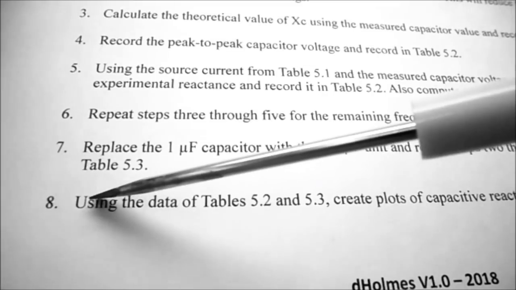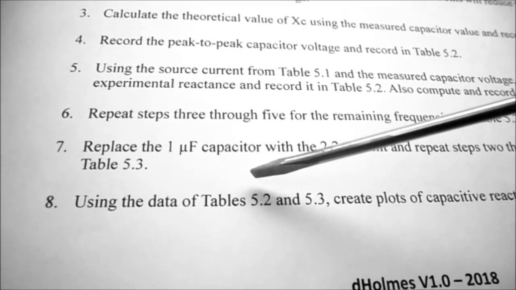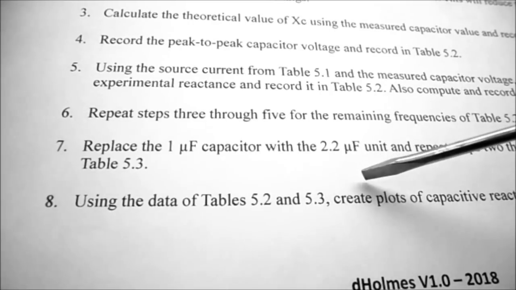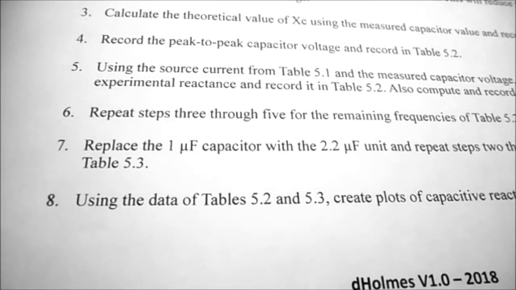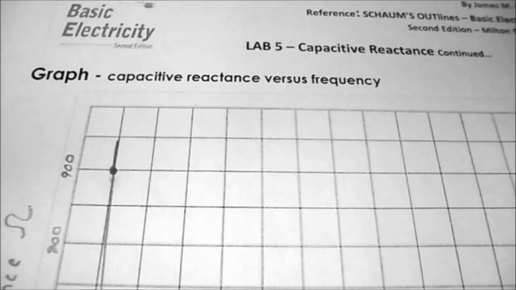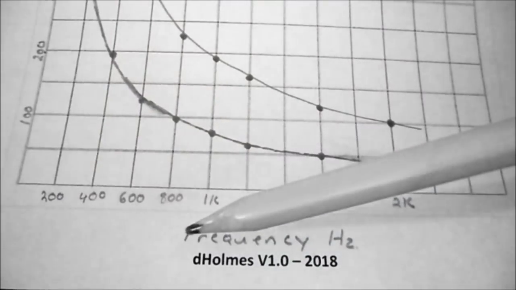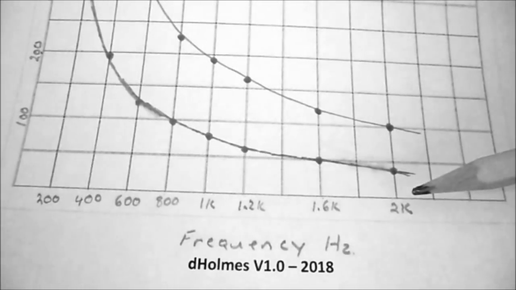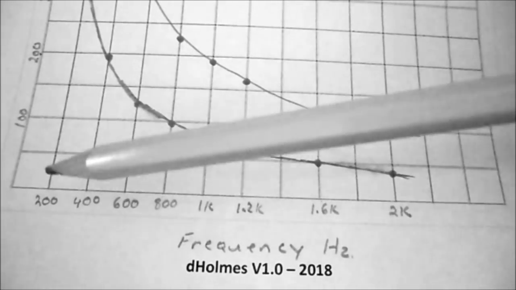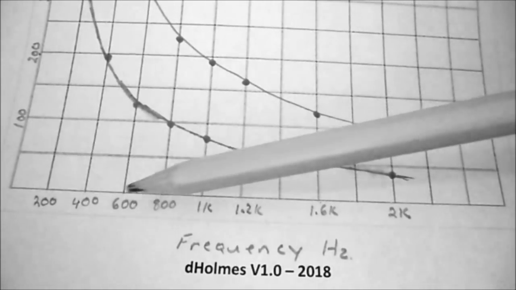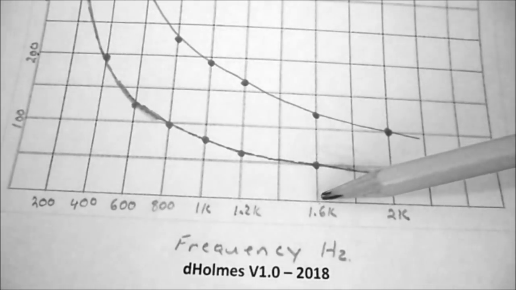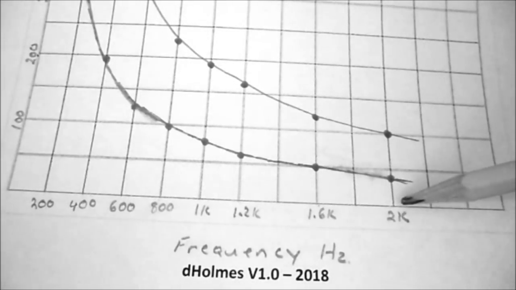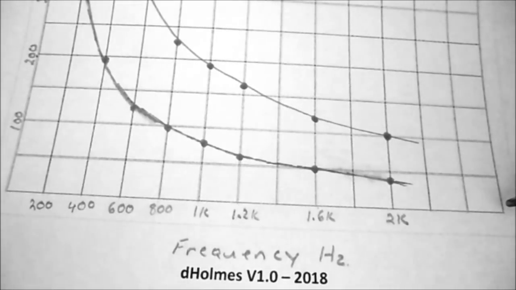In step 8 of the procedure, we're going to be using the data of tables 5.2 and 5.3 to create plots of capacitive reactance versus frequency. So to plot capacitive reactance versus frequency, I'm going to use my graph paper in portrait mode. The horizontal axis will be frequency in hertz, and I have to go from 0 to 2 kilohertz. So I'm going to do it in 200 hertz increments, and that should get me to 2 kilohertz before the end of the graph paper.